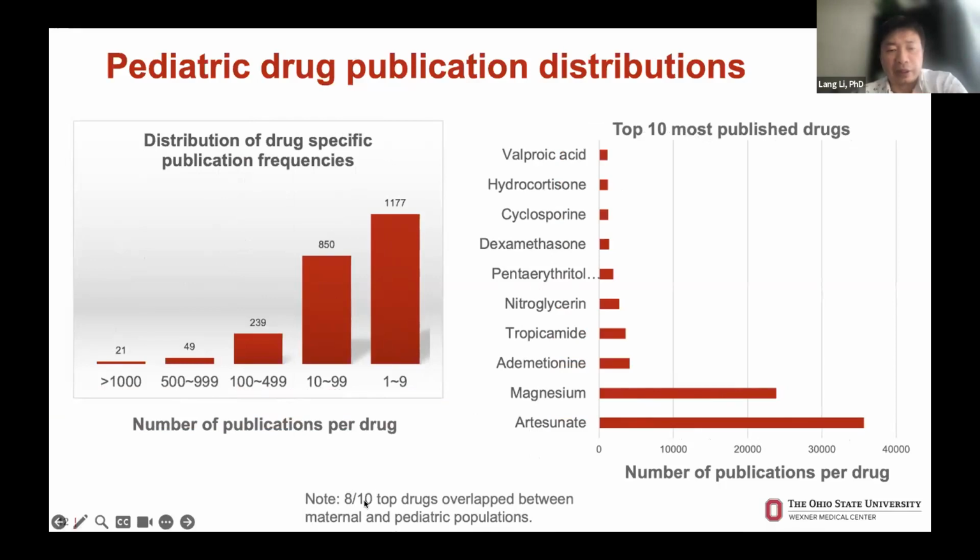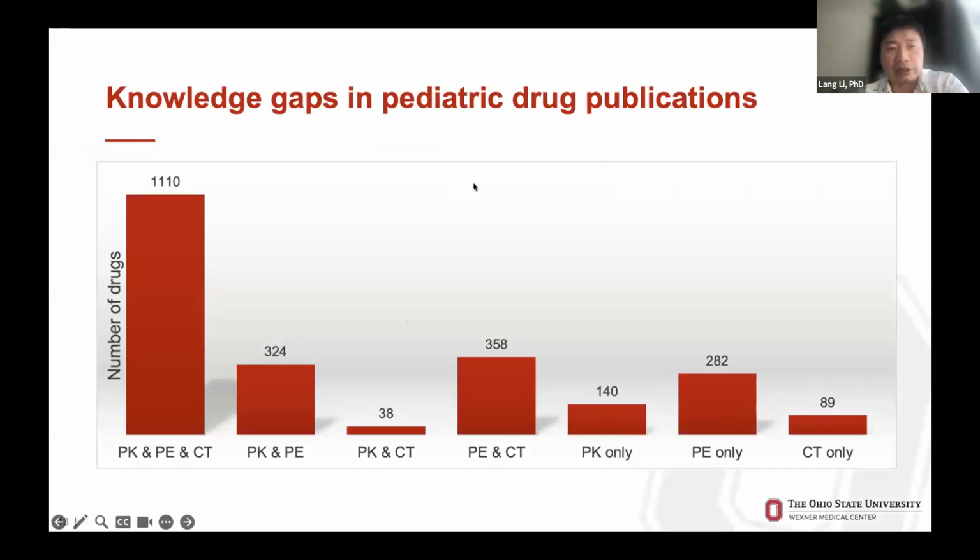Note that 8 out of the 10 top drugs overlap between maternal and pediatric populations. So it means that there's a strong connection between maternal and pediatric pharmacology research in general. This one is a similar knowledge gap analysis in pediatric drug publications. Towards the end, there are 140 drugs where we only have PK studies, no epidemiology, no clinical trials; 182 drugs where we only have PE studies, but no PK and no clinical trials; and 89 drugs where we have clinical trials, but no PE and no PK. So these data elements show there is a significant amount of knowledge gap for many drugs in the pediatric patient population.